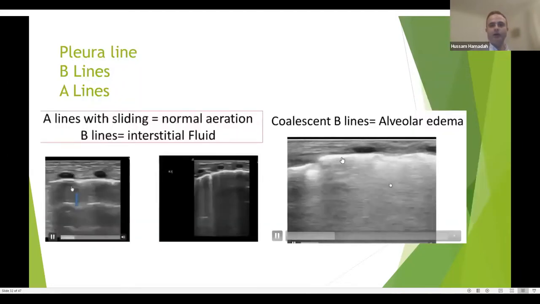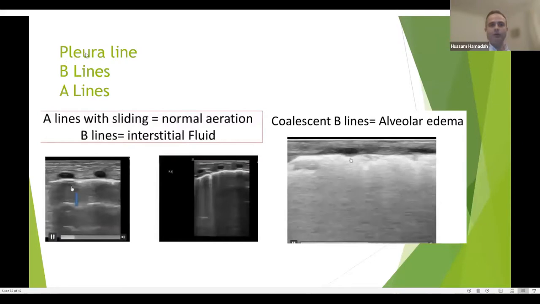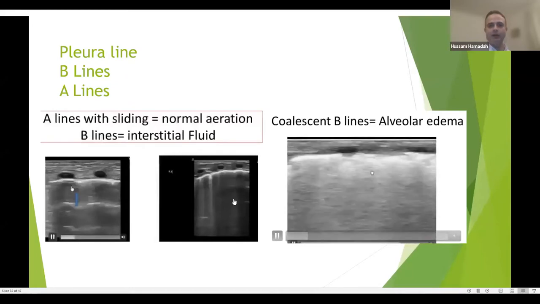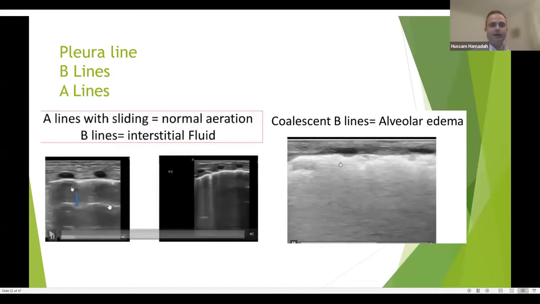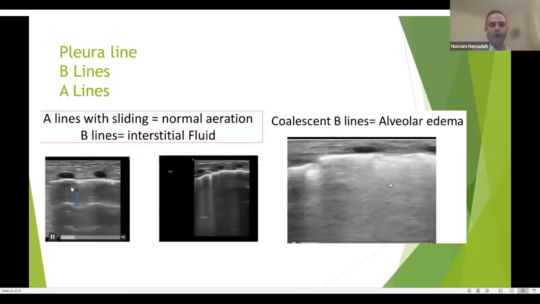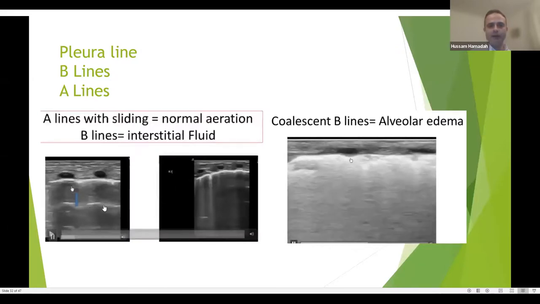Whenever you do lung ultrasound, you should look for the pleural line. You should look for B lines and A lines. This is the pleural line here. These are the B lines, which are vertical, and the A lines are horizontal. In general, if you have more B lines, you have a wetter lung. If you have more A lines, from air, you have more air, so a drier lung.